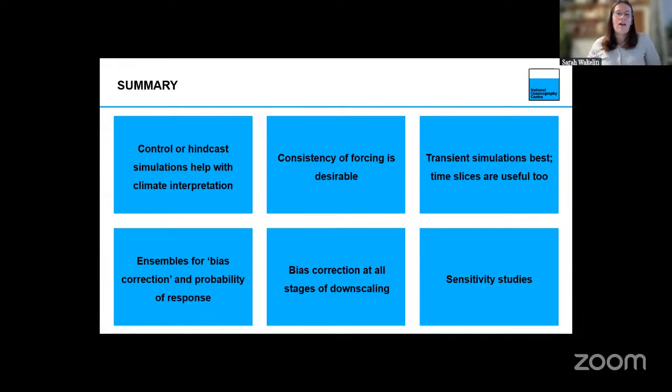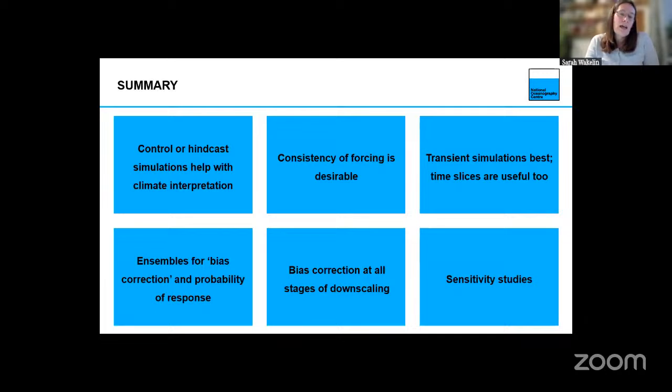So finally, I'm not sure I managed to cover all this, but just to summarise my basic thoughts on best practices for climate change. I didn't actually mention it, but a control or a hindcast simulation to compare your climate signal with helps with the interpretation of whether the climate change is sufficiently large to be believable in the context of the variability of your ocean model. Consistency of forcing is desirable, but if you haven't got consistency of forcing, then sometimes you just have to go with what you've got.